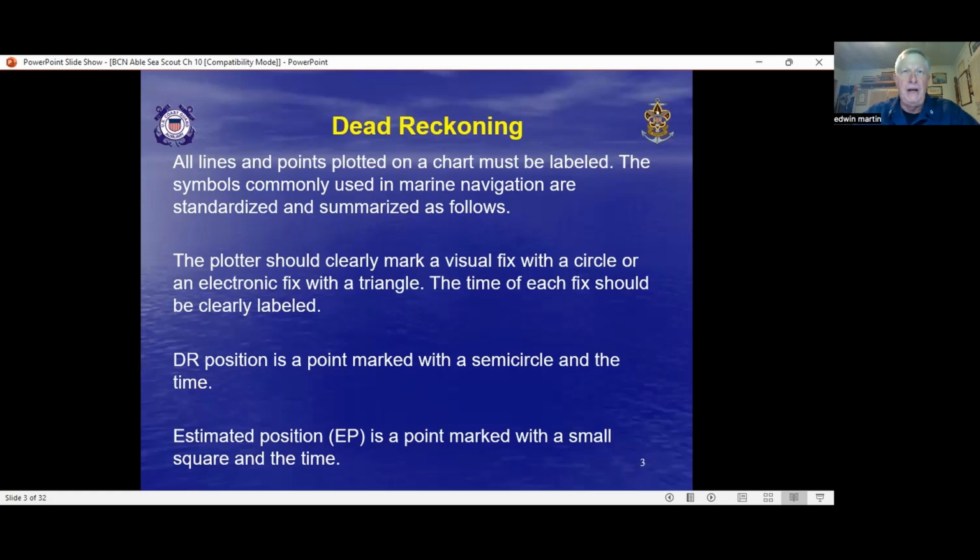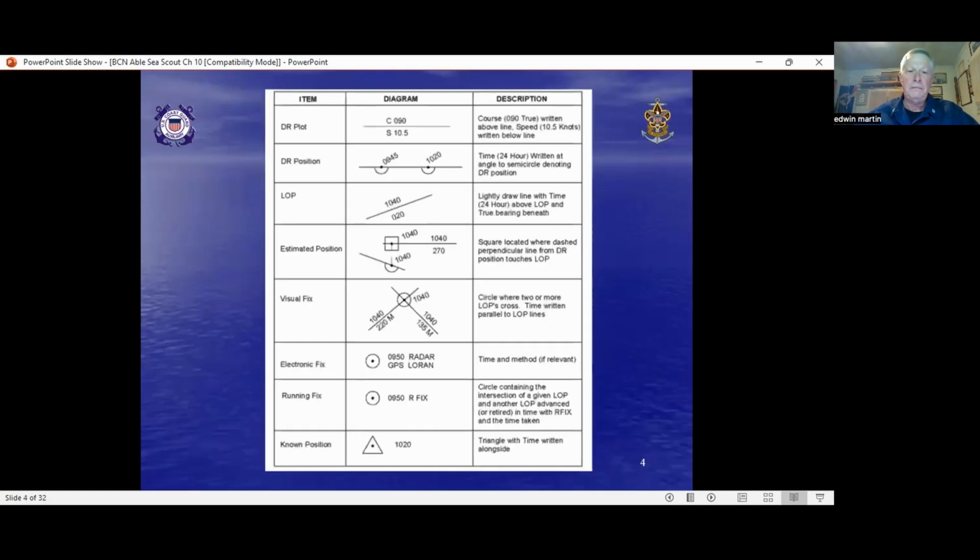There's symbology used in all dead reckoning, and it's something that you should be familiar with. DR positions are semicircles with the time associated with that position. Okay, so here you go with some of the nomenclature.